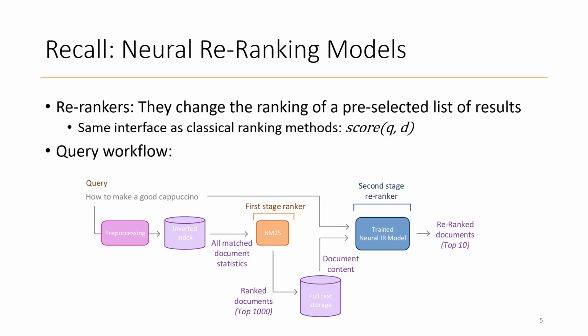Let's recall how a neural re-ranking model is deployed inside a pipeline. So re-rankers change the ranking of a pre-selected list of results. And the interface is you give the re-ranking model a query text and a document text, and then it can do fine-grained interactions between the two sequences, but this all hinges upon this first stage ranker, which in this picture is a traditional inverted index with BM25 statistical matching model.